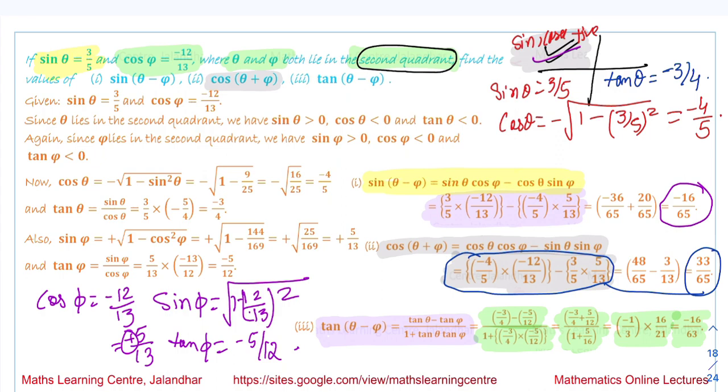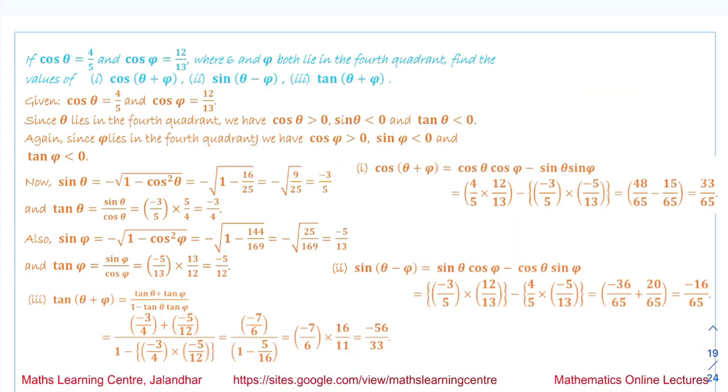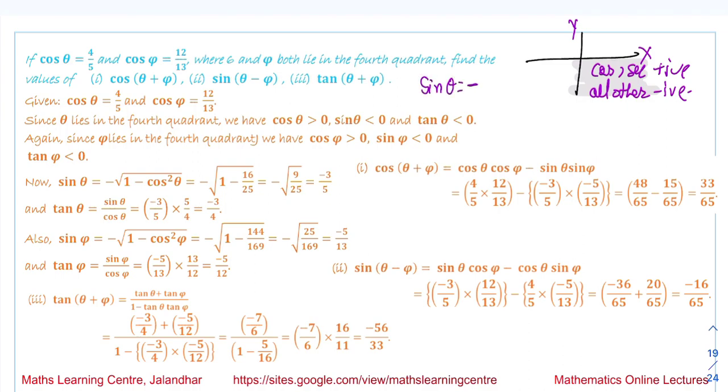Next is, if cos theta is equal to 4 by 5 and cos phi is equal to 12 by 13, and both lie in the fourth quadrant. We know that in the fourth quadrant cos and secant are positive, and all other trigonometric ratios are negative. So the value of cos theta is 4 by 5, this is given to us. So the value of sin theta will be minus of square root of 1 minus 4 by 5 square. The answer we obtain from this is minus 3 by 5.